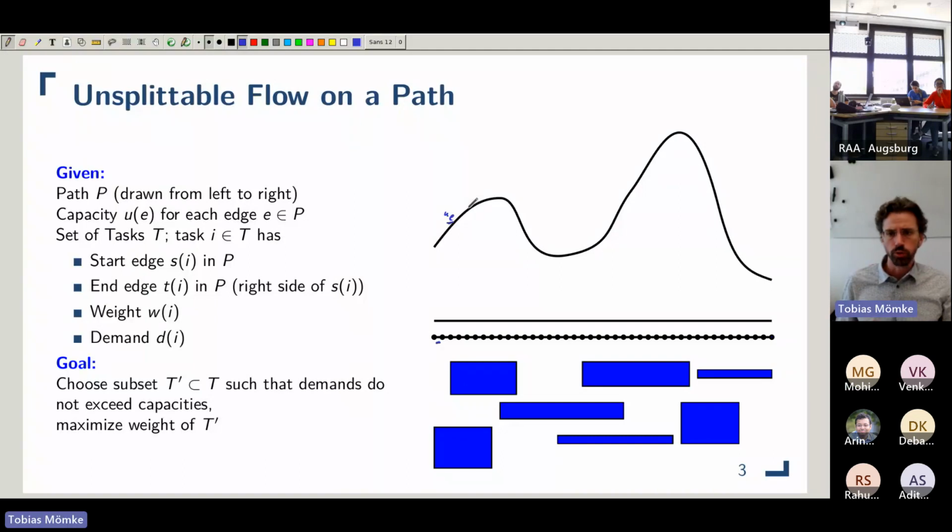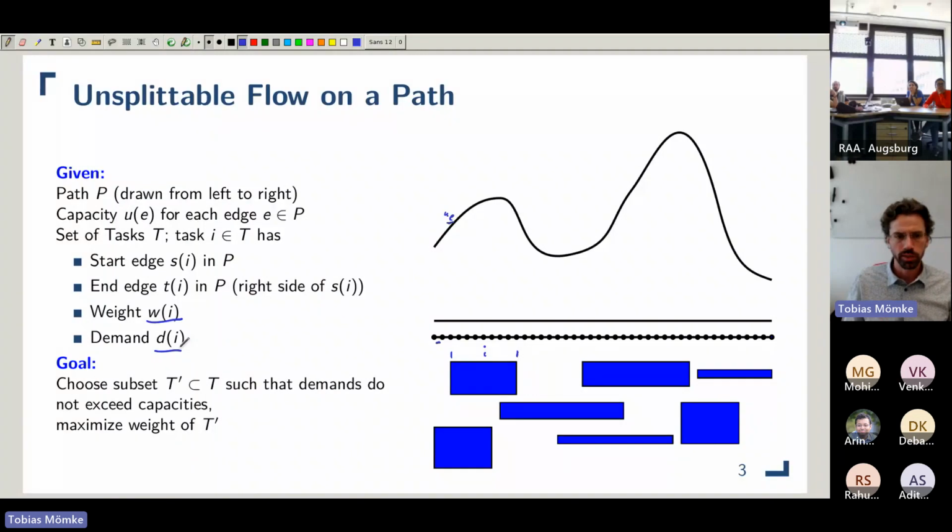Now, what do we want to do? We want to schedule tasks. The tasks are listed down here. We want to move those tasks under this profile, and we do not want the profile to be exceeded. So how is a task characterized? The task has a start point, that is this S. So if this is task i, then we have here our start point S_i, here our endpoint T_i. Then we have a weight and a demand.